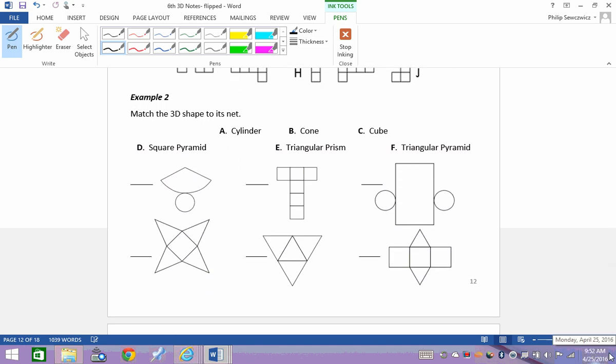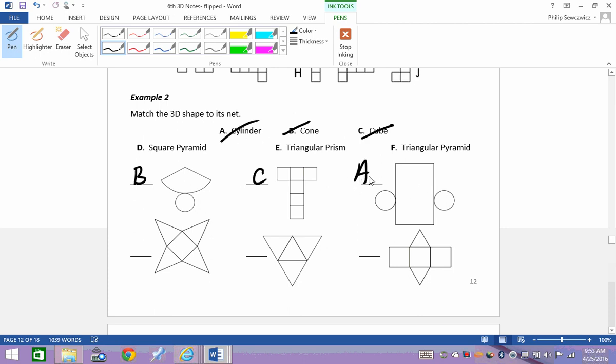So let's see here. Match the 3D shape with its net. This guy here turns out to be a cone. Circle the bottom and then the cone shape that wraps around it. Can't think of a better word there. What else we got here? This one turns out to be a cube. Kind of looks like a rectangular prism, but because we have all squares everywhere, that's why it is a cube.